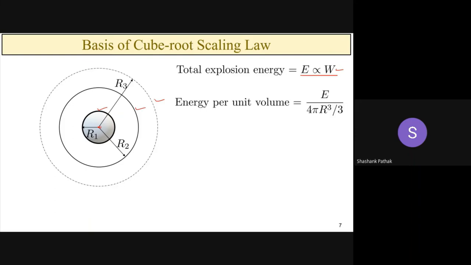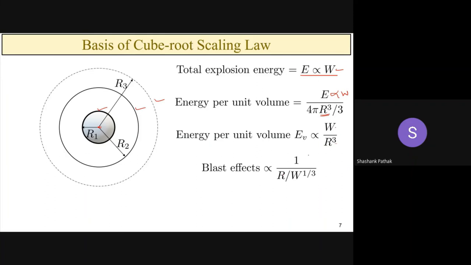So energy per unit volume can be written as energy divided by the volume of the sphere, the spherical wave front at a particular location. Energy per unit volume will be proportional to W upon R cube. R cube is coming from the volume, and energy was proportional to W. That's why we wrote energy directly proportional to W upon R cube.